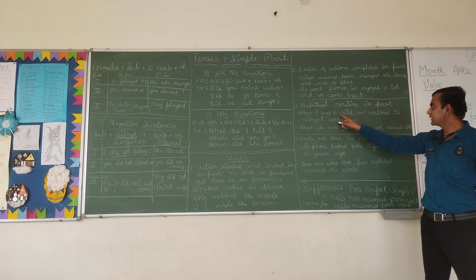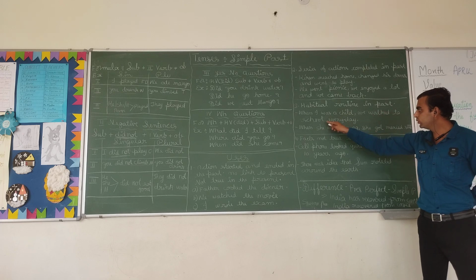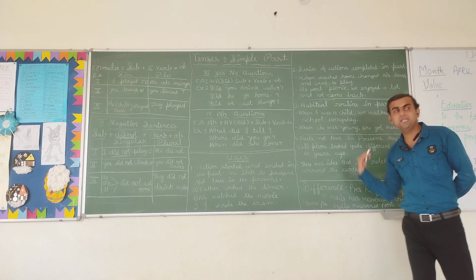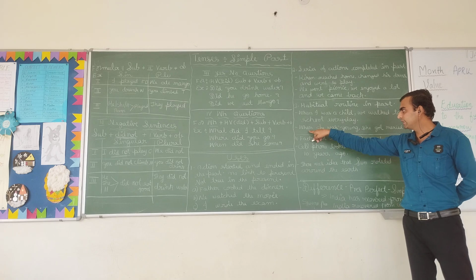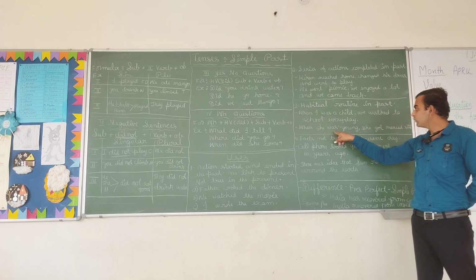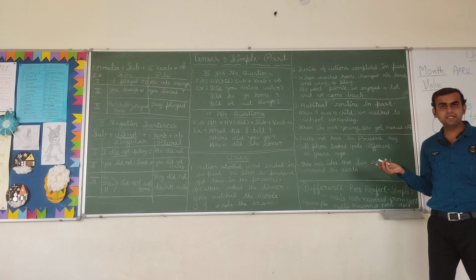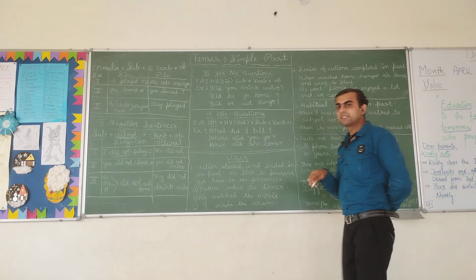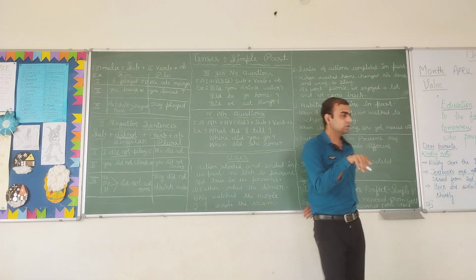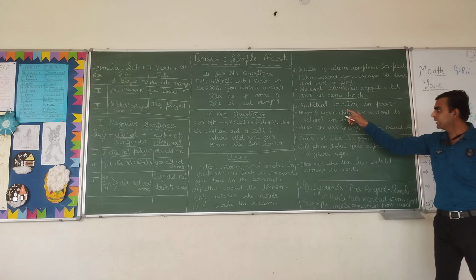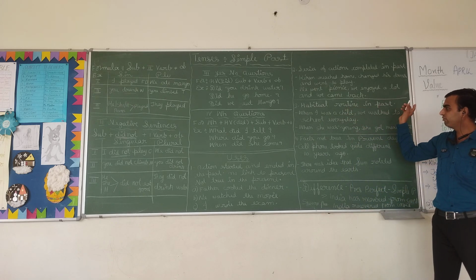Example: when I was a child, we walked to school every day. Second one: when she was young, she got married. We use the simple past tense for the habitual routine in the past.